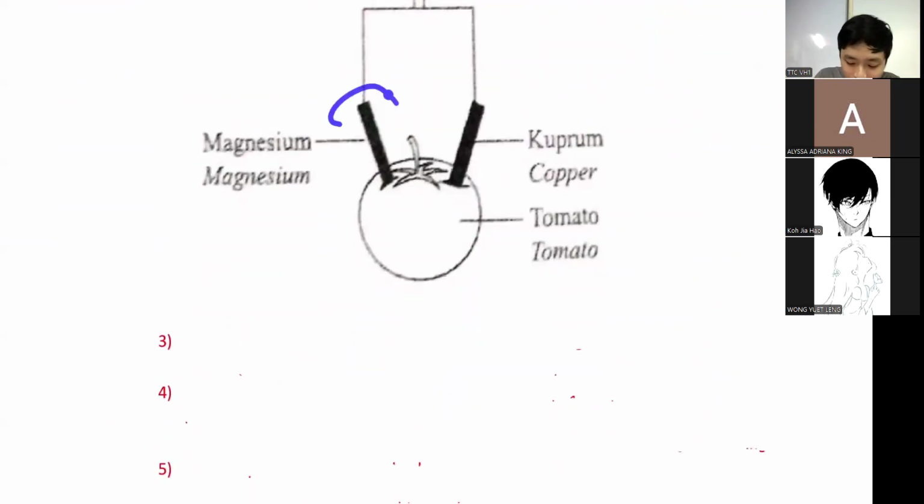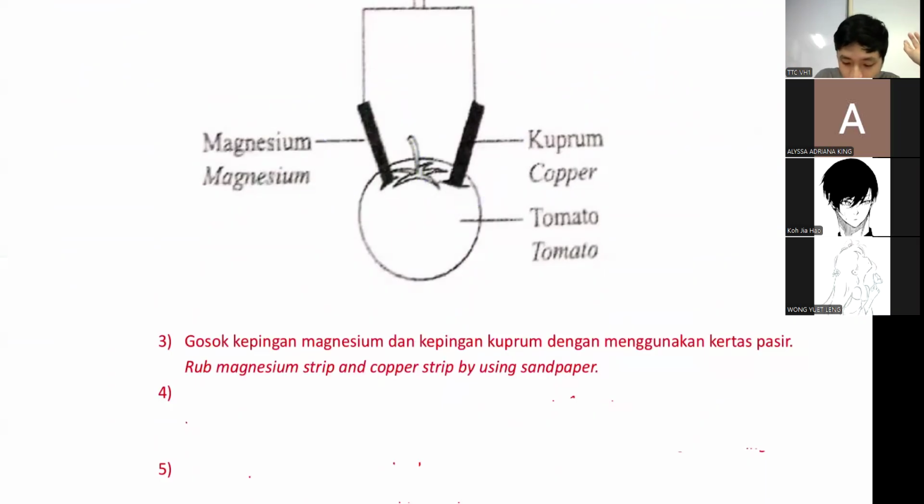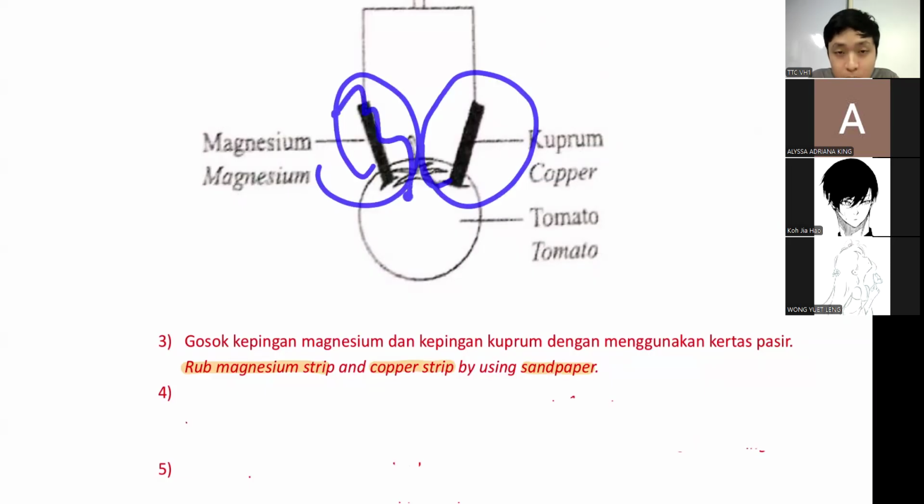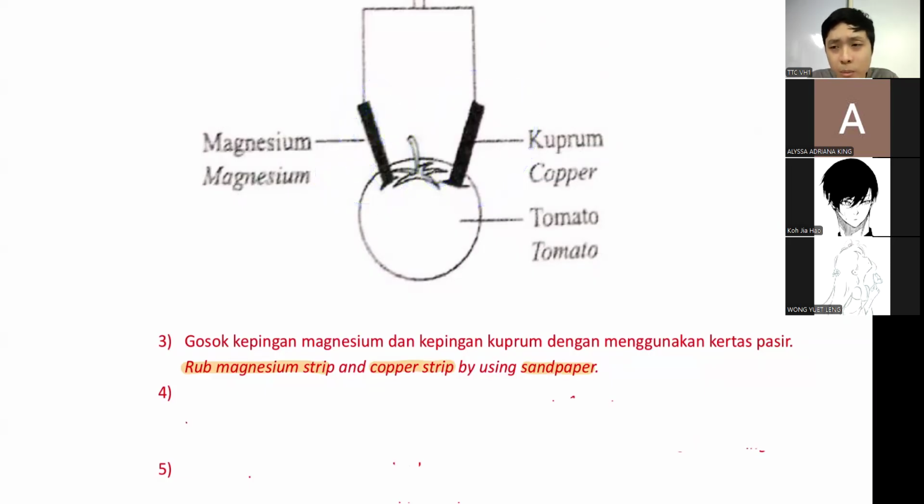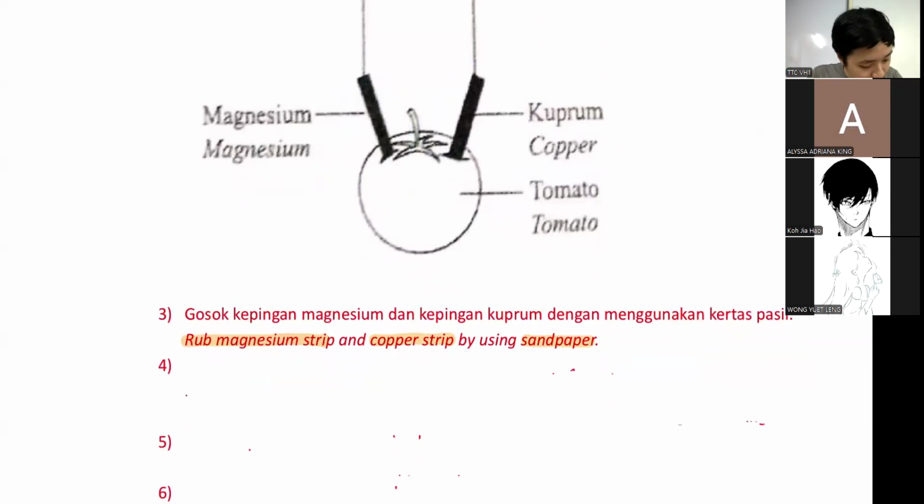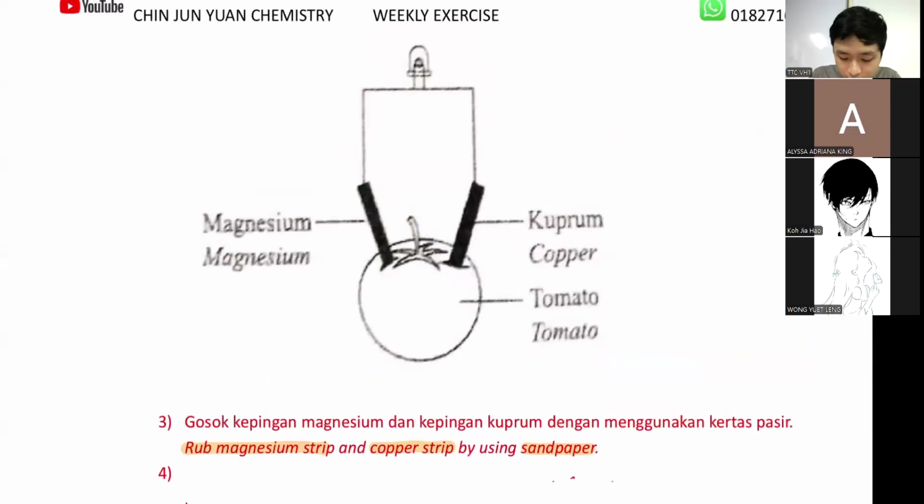Then again, these two you can rub with sandpaper. Rub the magnesium strip and copper strip using sandpaper, 1 mark. Because if you leave them too long, they are exposed to air and become a bit dirtier. So you have to use sandpaper to rub off the oxide layer. Then you say connect. You connect with the connecting wire.